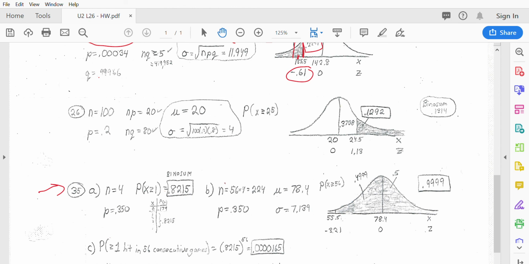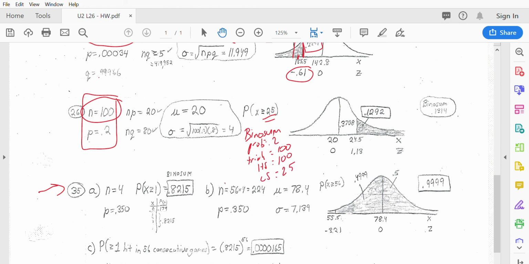But number 26, straight up Binosum, yo. Look at this. There's only 100 trials. Probability is 0.2, and you want to find the probability of greater than or equal to 25 successes. So I would definitely use Binosum here. Probability, 0.2. Trials, 100. High successes, if it's 25 or more, that's 100 then. And low successes would be 25.